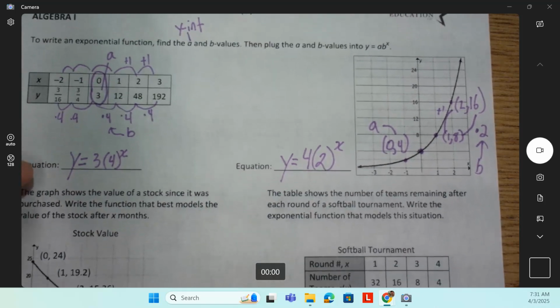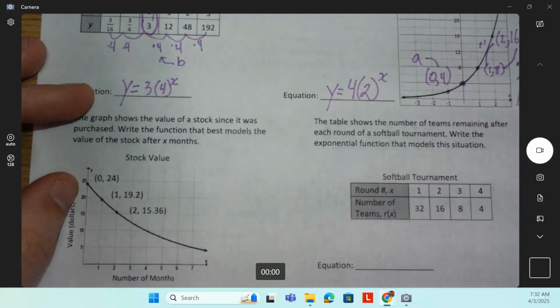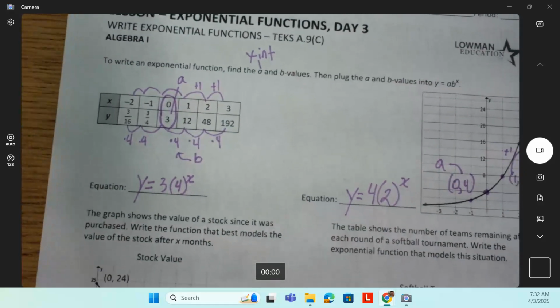Okay, well, I accidentally hit stop on the video, so it looks like this one will just be a two-parter, but we're continuing on writing exponential functions.